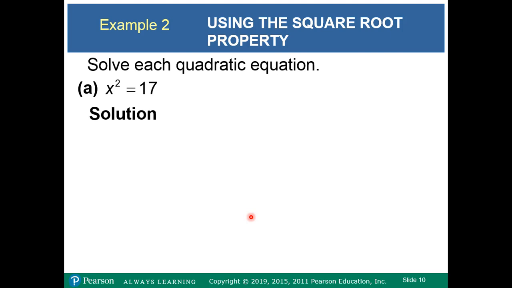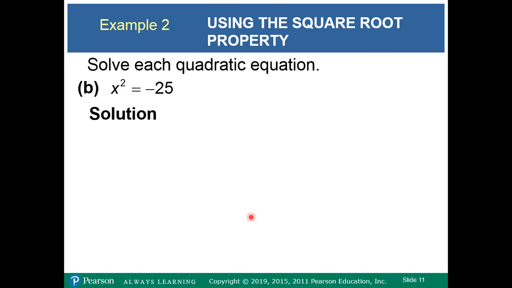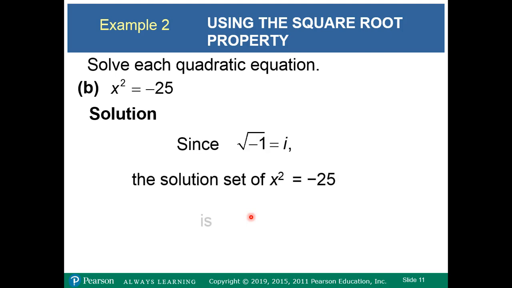Okay, so here, what would the answer be? Well, here we're just going to use the square root property, and we're going to take the square root of both sides, and we get plus or minus the square root of 17. What about this one? Here, we're going to get what? It's going to be plus or minus what? 5i.